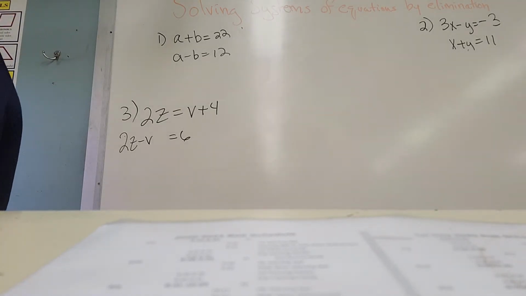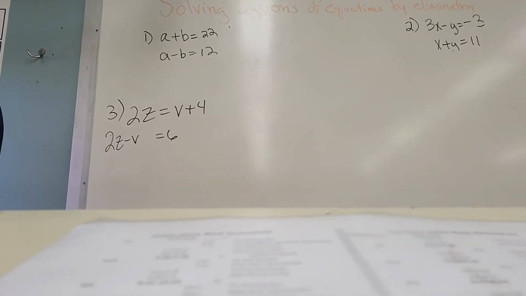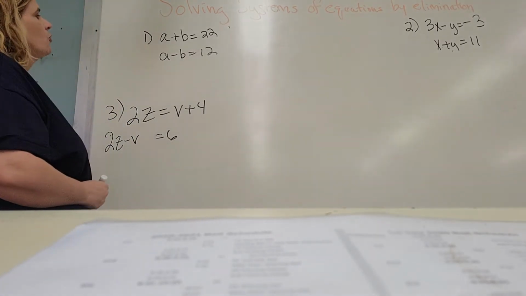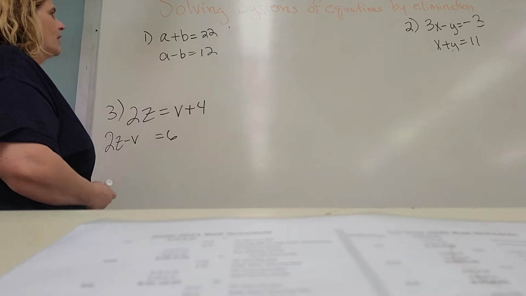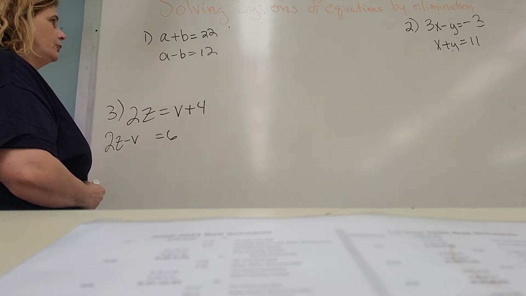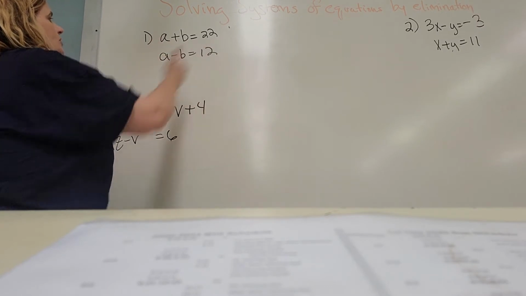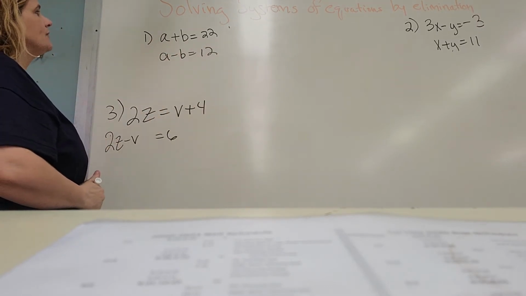Solving systems of equations by elimination. We have two equations here. We're going to add or subtract them to find out what A and B are equal to. First, you have to have them in standard form, which is ax plus by equals c. These are both in standard form.